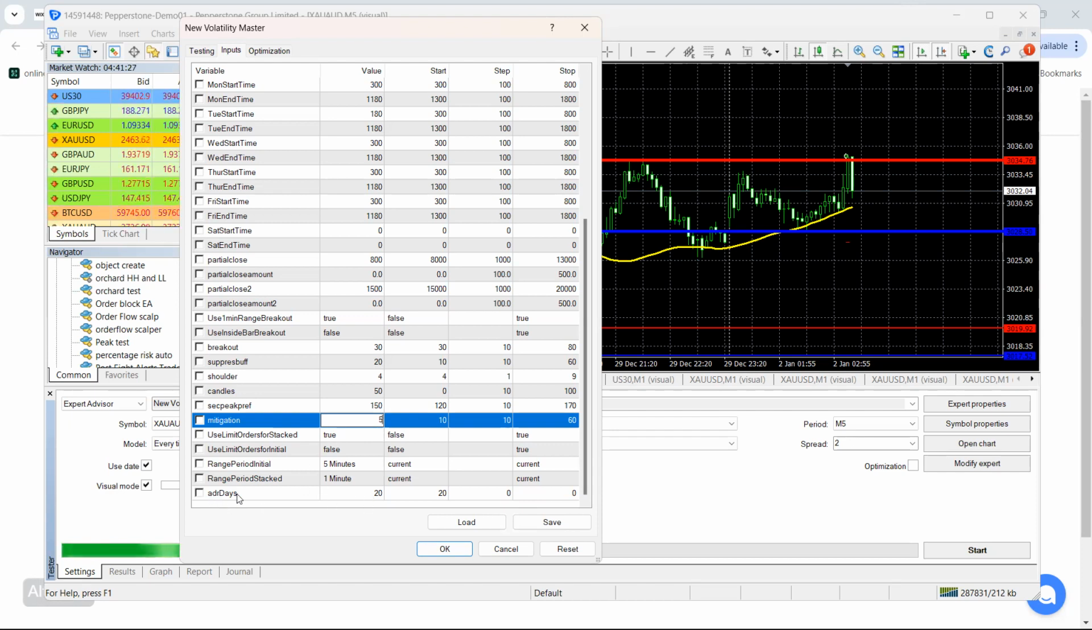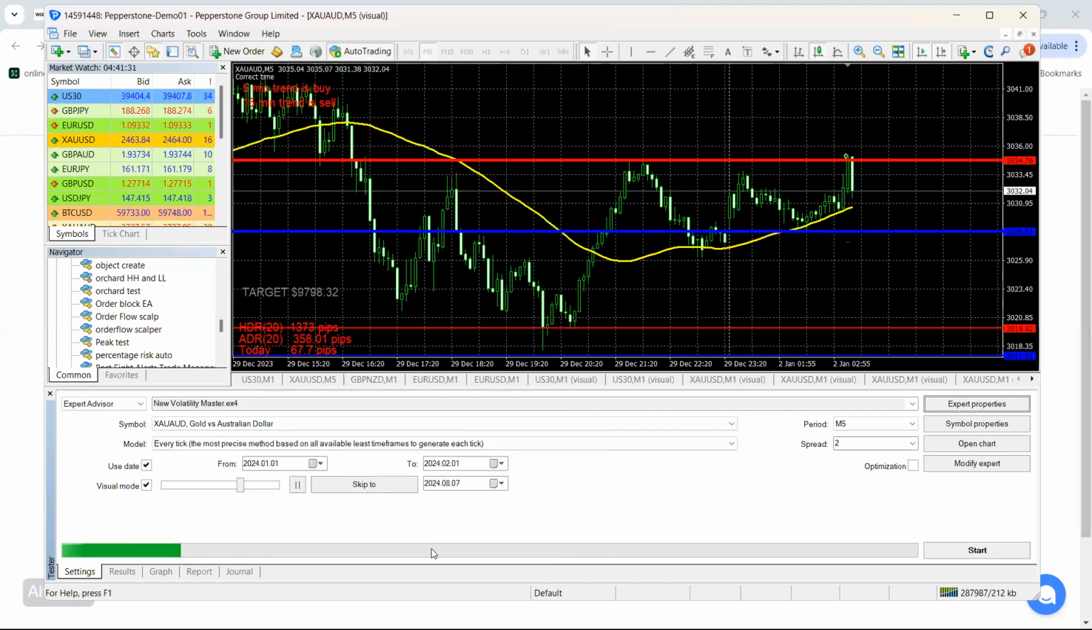The bottom setting, ADR days, 20. That's simply you telling the software how many days it wants to use to calculate the average daily range. So that's calculating the average daily range of the last 20 days to be that, and the highest daily range for 20 days is that. So that, as I said, doesn't play any part in the way the software trades. That's simply a visual display for the user to look at.